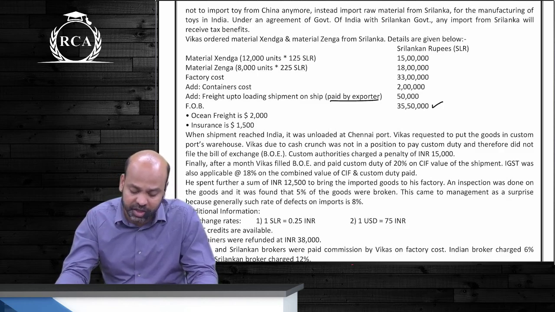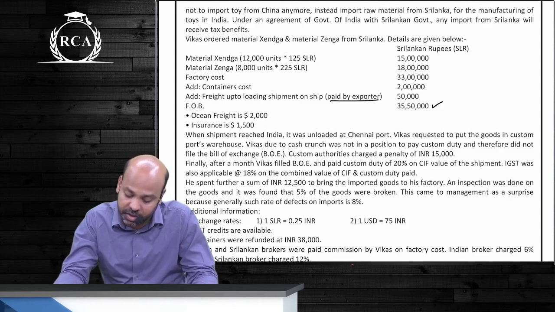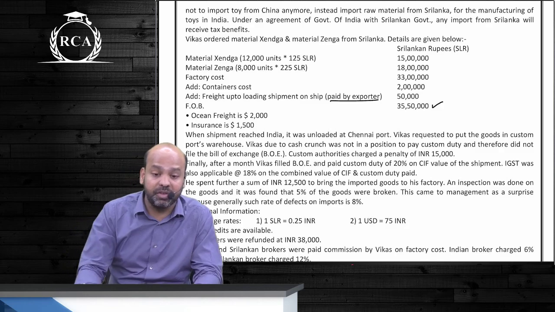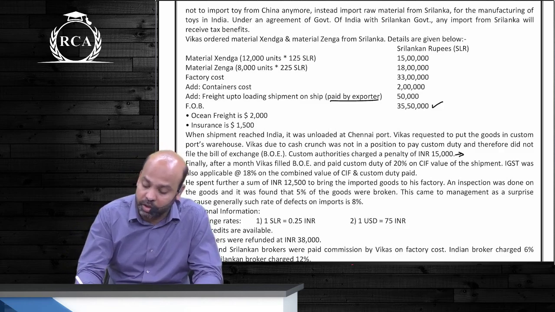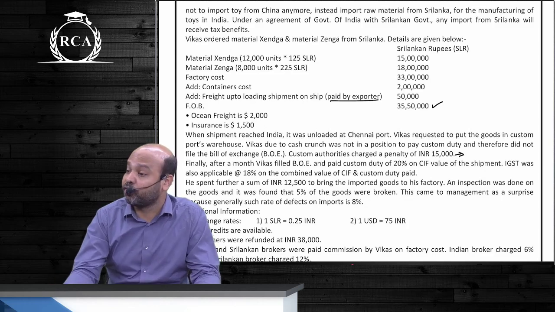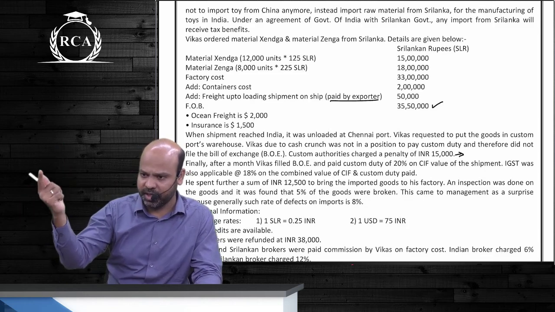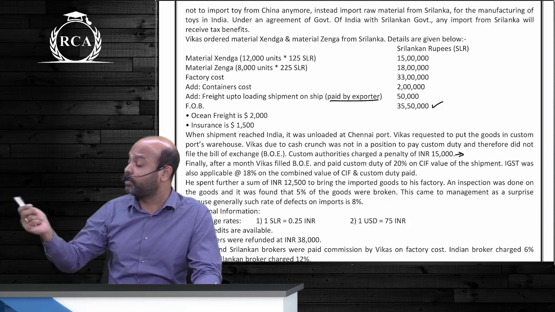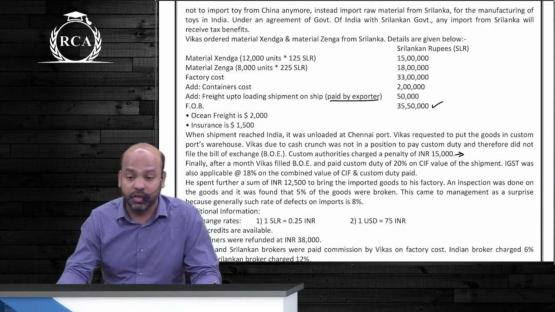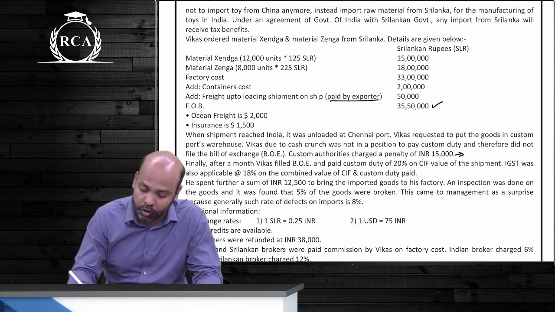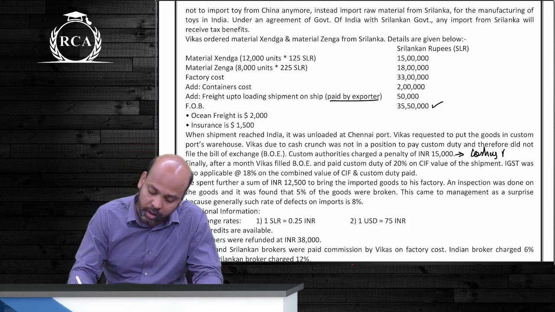When the shipment reached India, it was unloaded at Chennai port. Vikas requested to put the goods in the customs port's warehouse. Vikas, due to a cash crunch, was not in a position to pay customs duty and therefore did not file the bill of exchange. Customs authority charged a penalty of 15,000. Is this normal or abnormal? In valuation of raw materials, there was a separate head called penalties. Demurrage charges, remember? This is a demurrage charge, guys. Penalty for late pickup of goods. So this is abnormal. What do you do with this, guys? Transfer to costing P&L account.